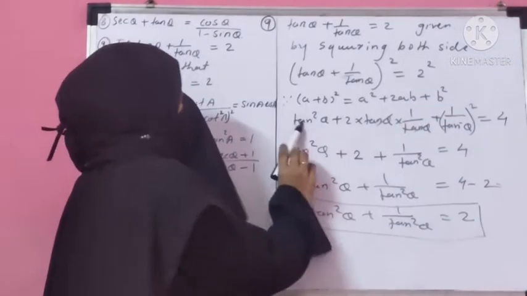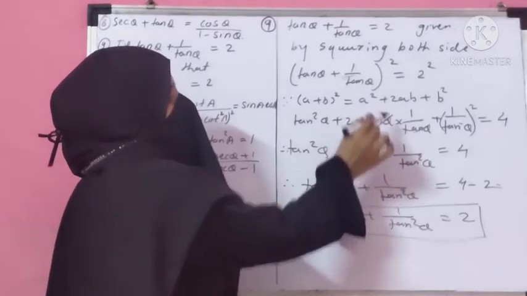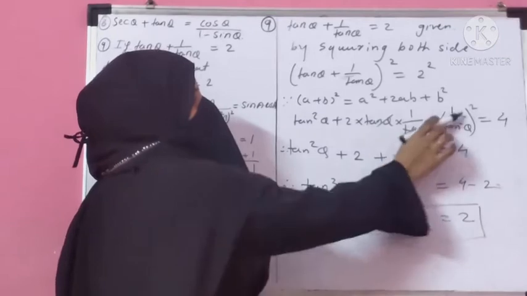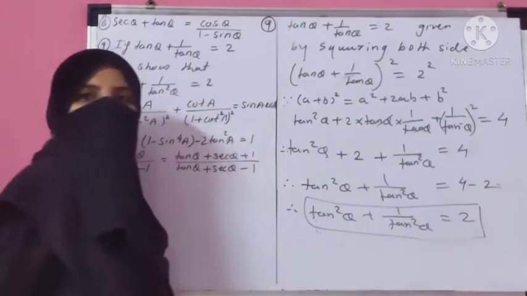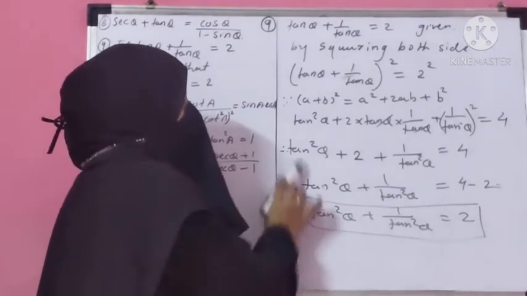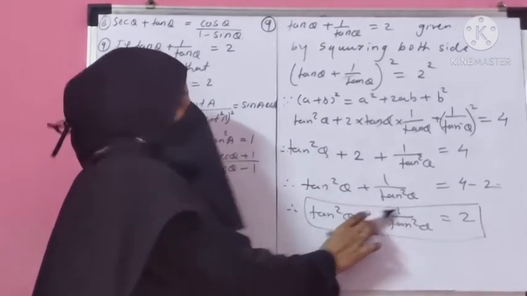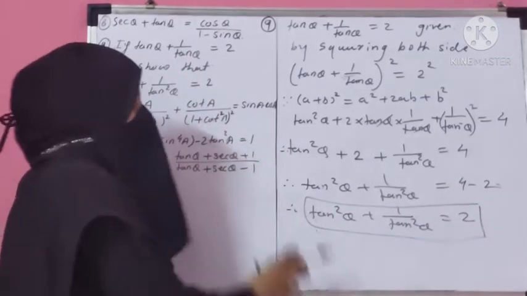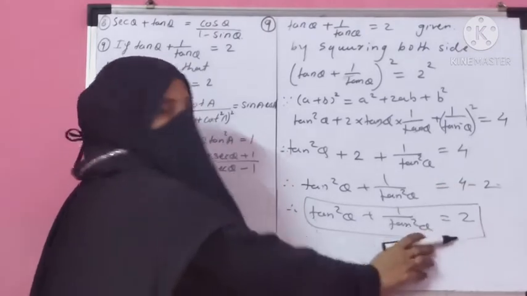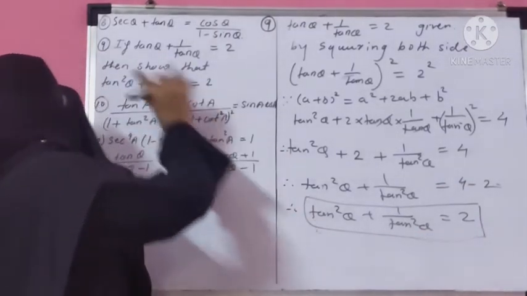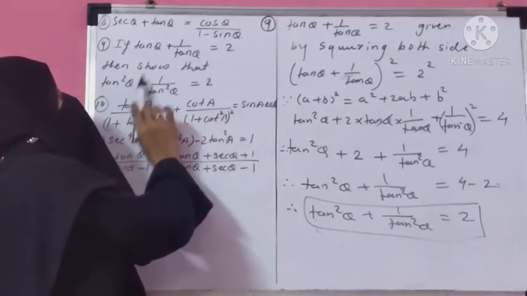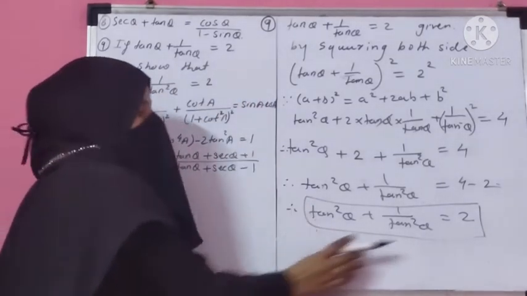Now here tan square theta as it is, here tan theta gets cancelled and 2 ones are 2. 1 square is 1 upon tan square theta is equal to 4. Now 2 here in plus, that side goes in minus. So tan square theta plus 1 upon tan square theta is equal to 4 minus 2, which is 2. So to be proved here, if tan theta plus 1 upon tan theta is 2, then tan square theta plus 1 upon tan square theta is also 2.